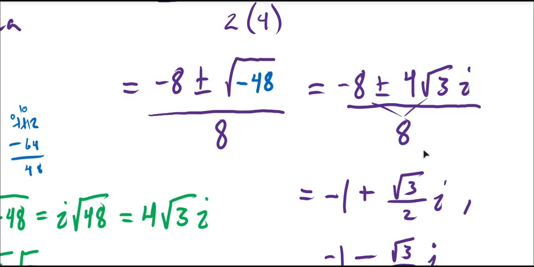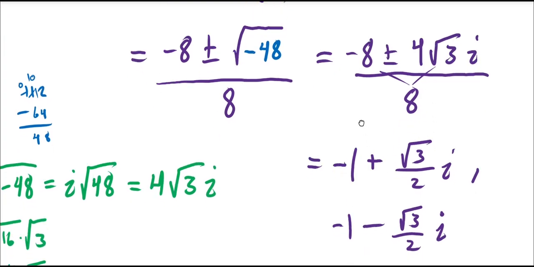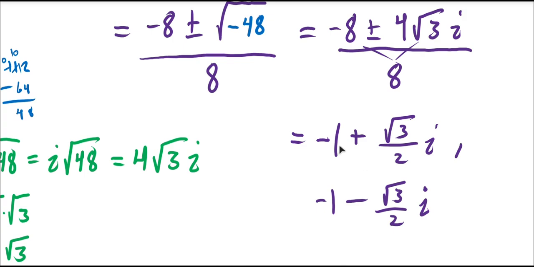And now we can distribute this division by 8 into each term. The first term turns into a minus 1. The second term reduces with the 4 to turn into a 1/2. So we have square root of 3 over 2 here times i. Of course, there's a plus and minus that translates into these two answers.